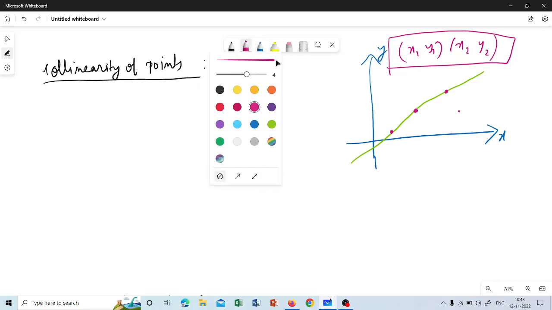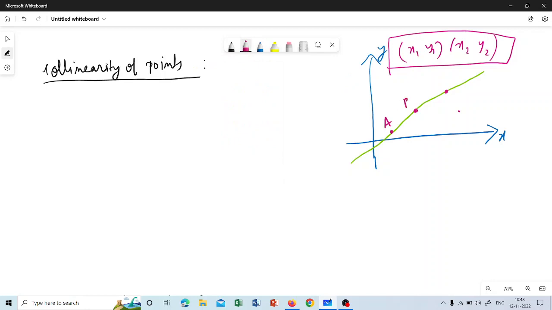This is quite simple. I will name these points A, B and C. We can very clearly say that if I take the slope of these 2 points as one line segment and this as one more line, then if the slopes of both the lines are equal, then I can say that they are collinear because they make the same line.